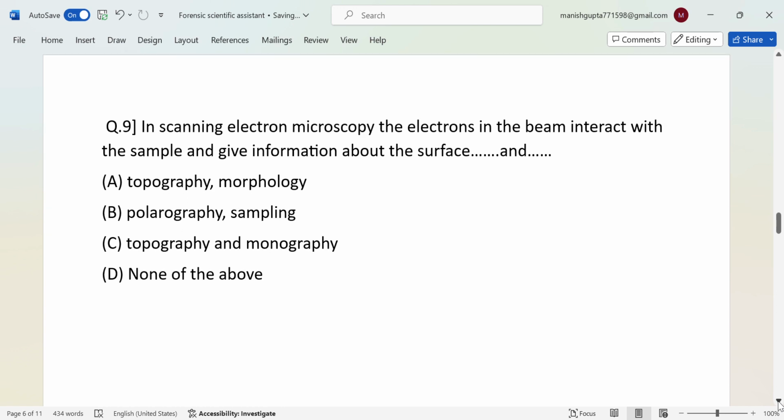Now we are going to see question number 9. In scanning electron microscopy, the electron in the beam interacts with the sample and gives information about the surface and dash and dash. We know scanning electron microscopy is used to see topology and morphology. So option A is correct.